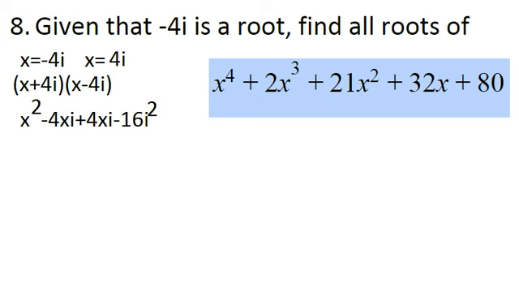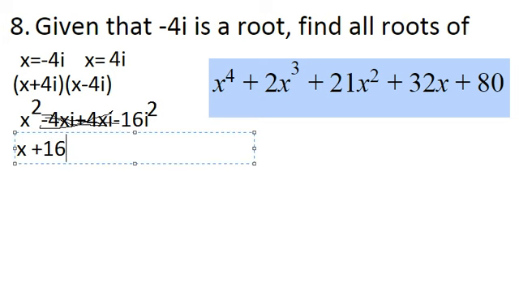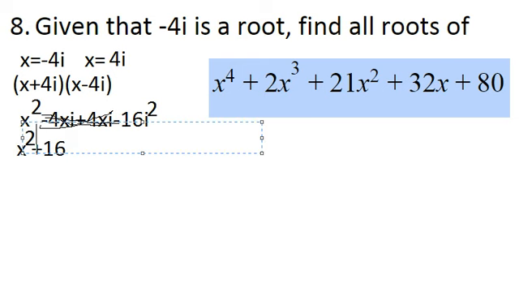Now that I've distributed, nice thing about conjugates is when you multiply them, these middle two terms are going to cancel out because they're opposites. Negative 4xi, positive 4xi. So I'm left with x squared minus 16i squared. If you remember, i squared equals negative 1. So this is really x squared minus 16 times negative 1. Negative 16 times negative 1 is positive 16. So in the end, we just get x squared plus 16.